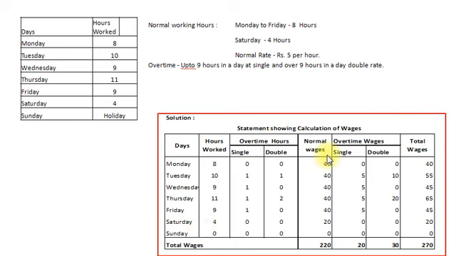Now our normal wages amount to rupees 220. Our overtime wages for single rate amount to rupees 20. Our overtime wages for double the rate amount to rupees 30, and total wages of the workman amount to rupees 270. That's all.